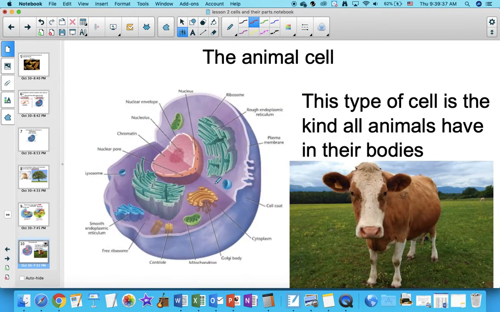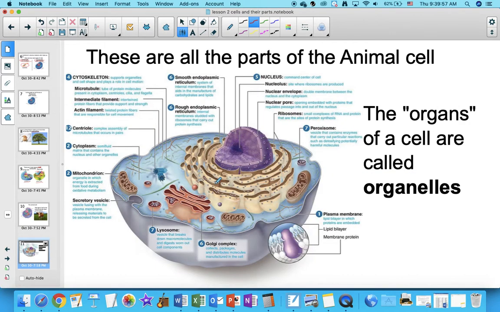So we're going to start with the animal cell. The animal cell is the eukaryotic cell that is in animals, meaning us. We are animals, right? So you'll find these types of cells in cows, in people, in birds, and so on. That's why they're called animal cells. They're found in animals.